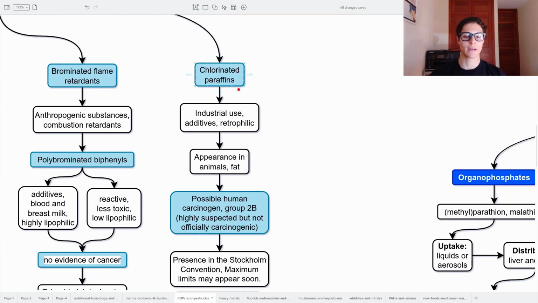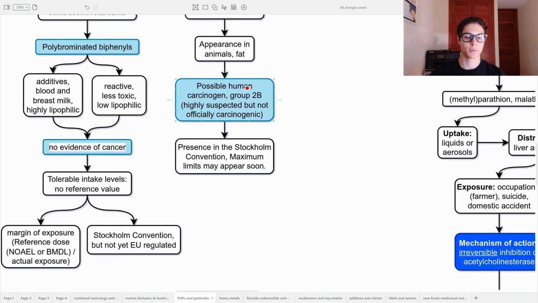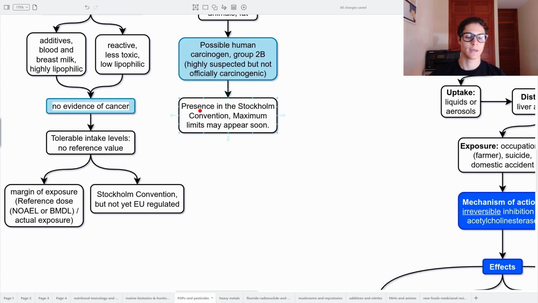And then we have the chlorinated paraffins. They were used in the industrial area. They act as additives and they are lipophilic. They appear in animals' fat. They accumulate in fat tissue, remember. They are possible human carcinogens. They are part of the group 2B, so they are highly suspected but not officially carcinogenic. They are present in the Stockholm Convention and maximum limits may appear soon.